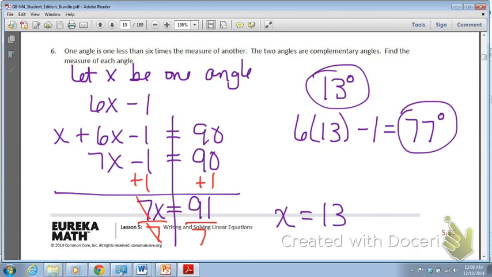Okay, so I'm going to give 2 days for this lesson. So you've watched the video. I would maybe do the exit ticket today and then the problem set the next day.